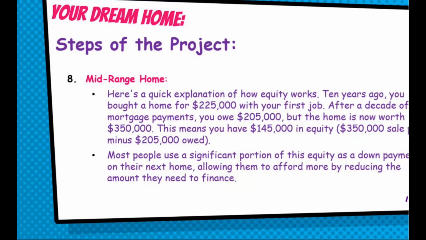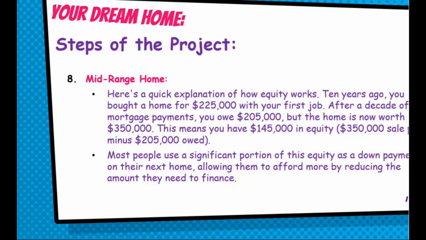Before we do that, let me explain real quick how equity works. 10 years ago, let's suppose you bought a home for $225,000, your first house from your first job. After a decade of making mortgage payments, you now owe $205,000, which may seem like a lot, but keep in mind that includes principal, interest, taxes, and insurance. But the home is now worth $350,000. This means you have $145,000 in equity. That is money that you can take and spend on whatever you want.